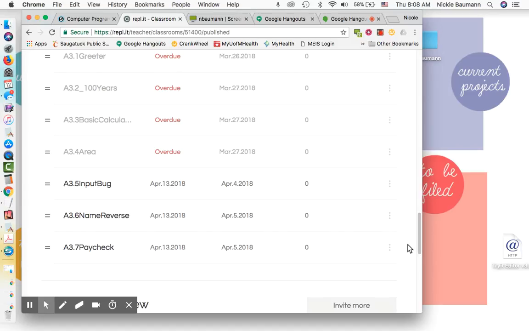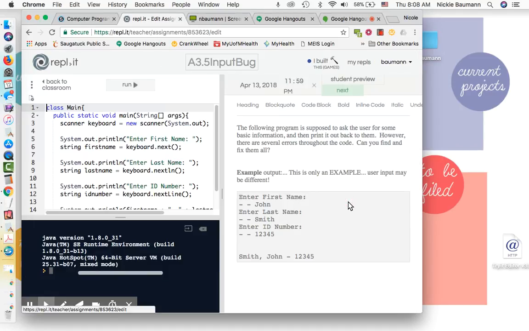The name reverse, that seemed pretty simple. The input bug, that seemed to work. I was really picky on every output, so let's do input bug here. For this input bug assignment, guys, if I give you an example output, I'm really looking for what the output would look like, using commas, using dashes, making sure that if it is asked for the first name, last name, and then a number, that the output is the last name, first name, and then a dash, and then the number. So I was very picky on that. So I may have sent that back to you.